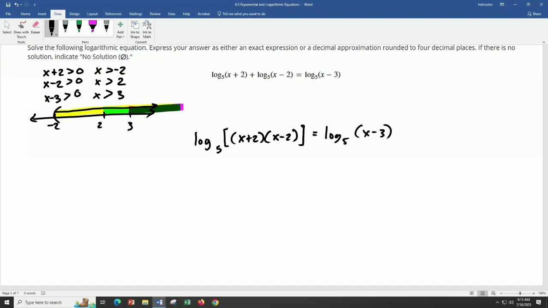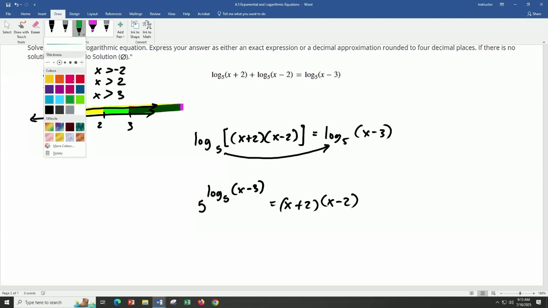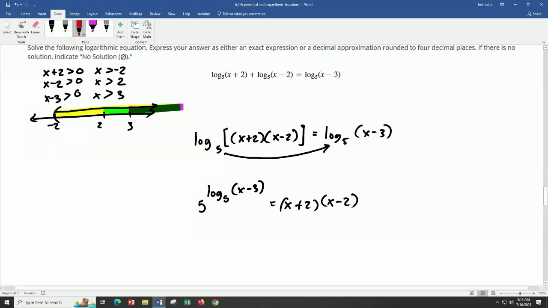Going with another rule to make this look a little bit easier, how about I realize that I can rewrite this again? Notice I have 5 to that, so that's going to be 5 with the exponential log base 5 of x minus 3 is all equal to 5 to the log base 5 of x plus 2 times x minus 2. Anybody see anything weird? Get the red. I hate this green color somebody's using. Do you not see an inverse?